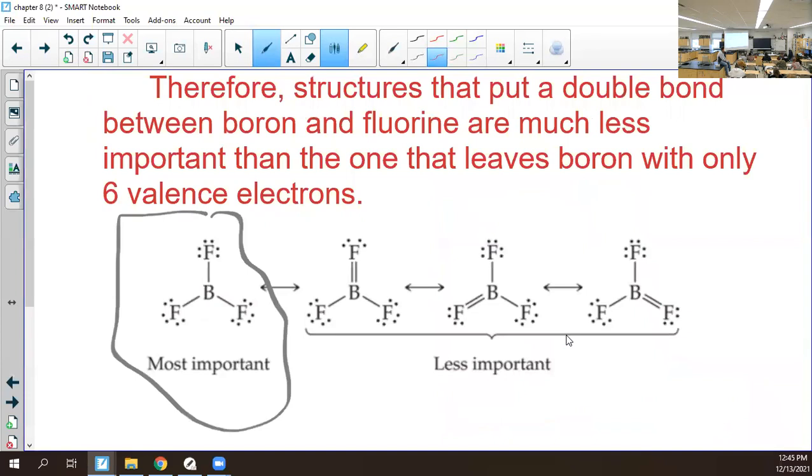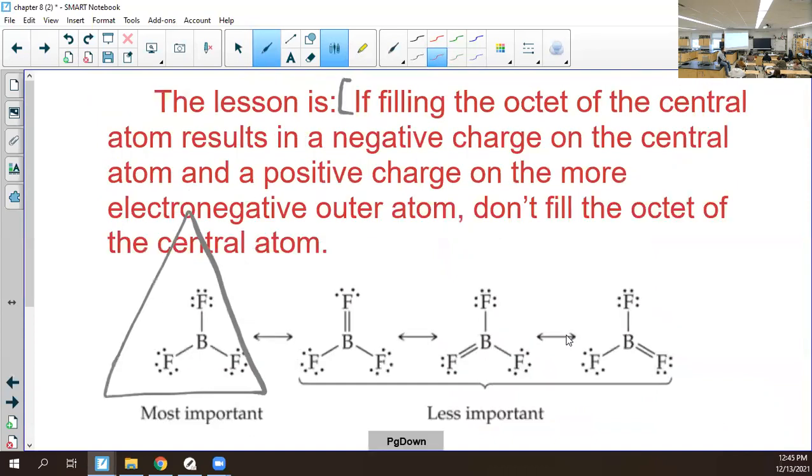All right, so the most important version of BF3 is the one on the left. So the lesson: if filling the octet of the central atom results in a negative charge on the central atom and a positive charge on the more electronegative atom, don't fill the octet of the central atom. This happens with fluorine, maybe oxygen sometimes, but that's about it. Don't ever let fluorine be positive.